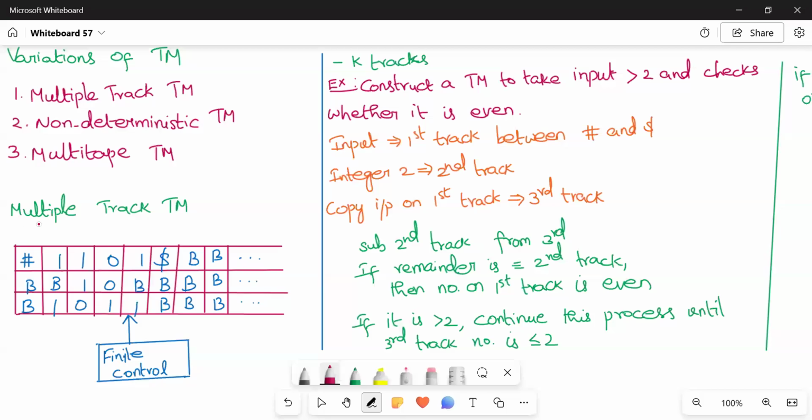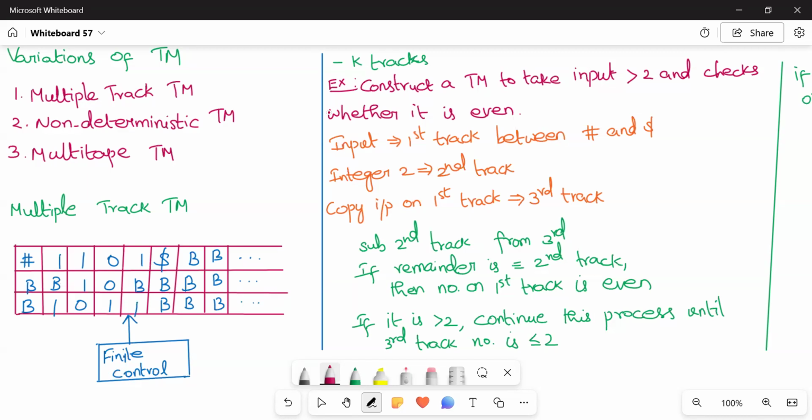So first one is multiple track Turing machine. Here the tape is divided into multiple tracks, k number of tracks. In this example, we have considered three tracks. The tape is divided into three tracks, and this one is the finite control.